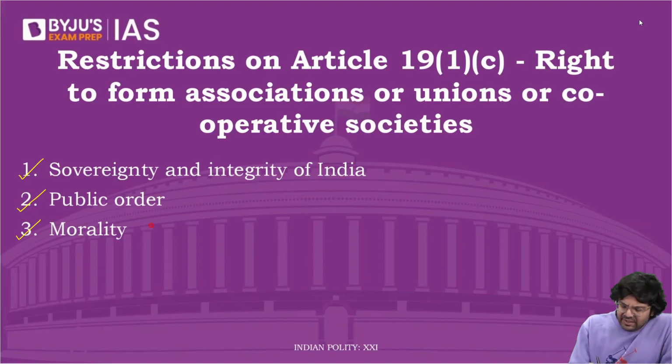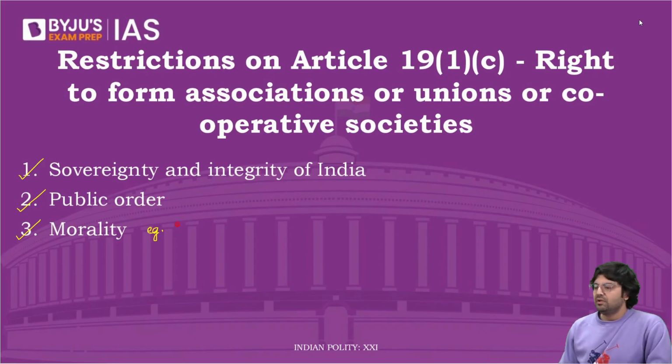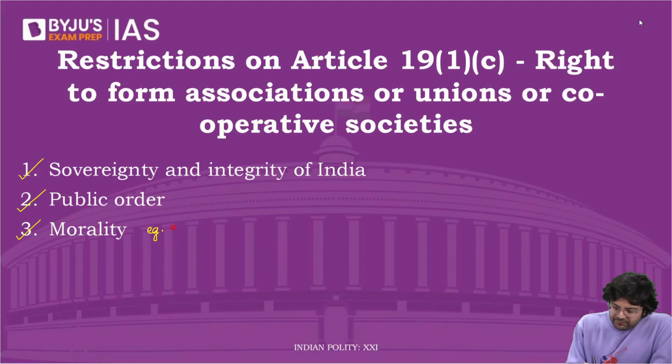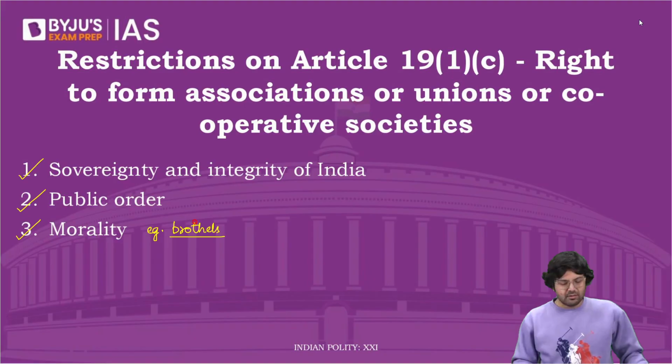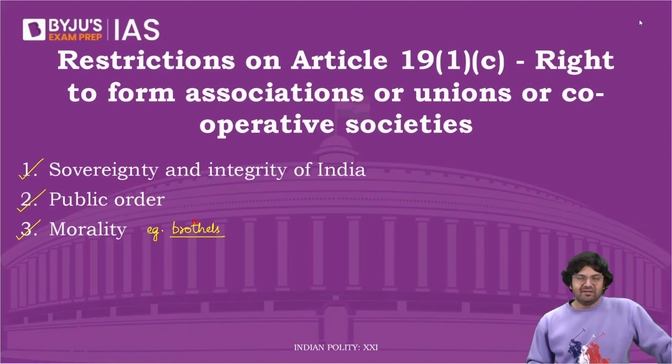Morality, an example would be, see, that is why this is a problem now. We have some school students also, underage kids also. How to give proper examples? Brothels. Those who are under 18, just assume these are bad places, immoral places. Okay? So, brothels in our country are not allowed, actually.